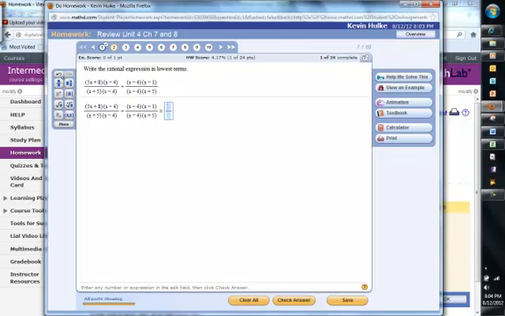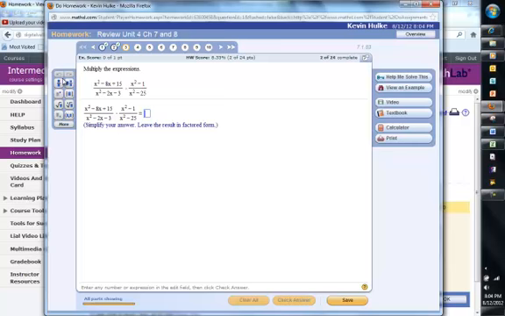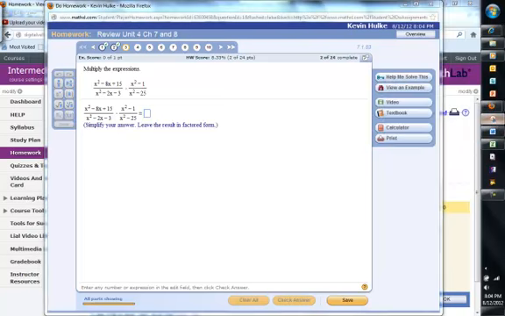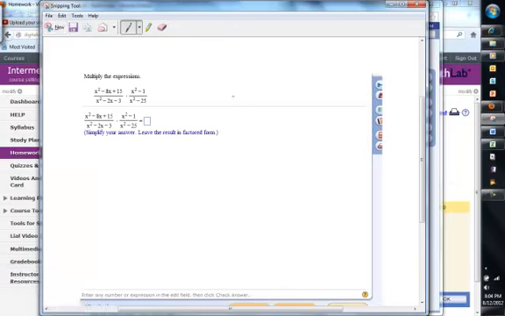Fraction 5S plus 8 over S minus 1. Number 3. Now we have to factor before we can simplify.